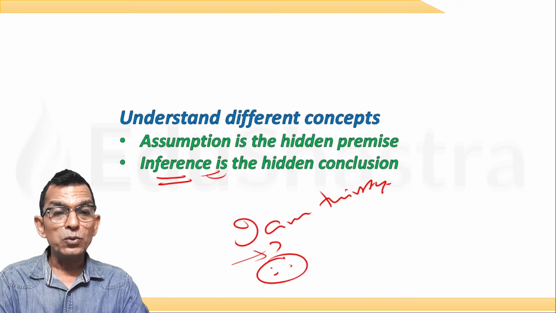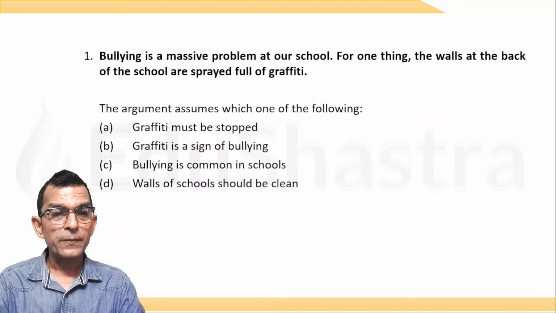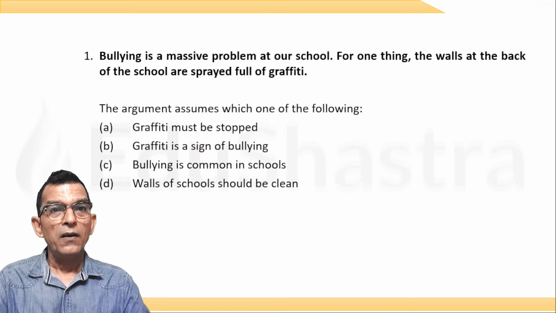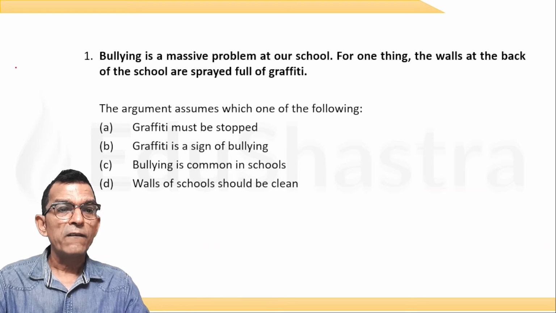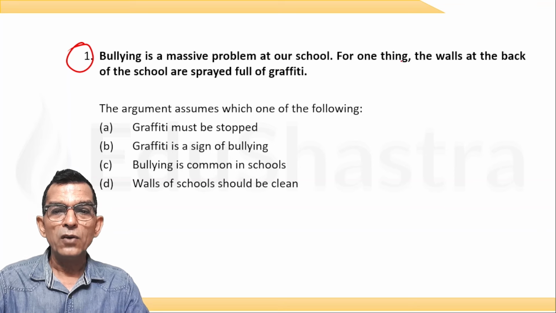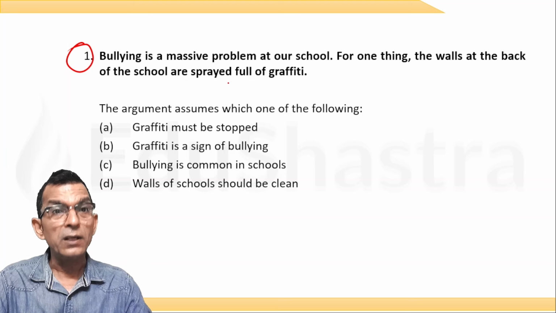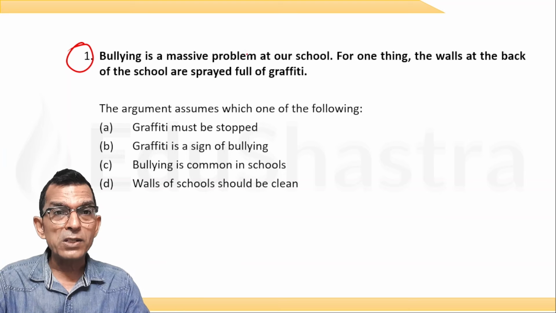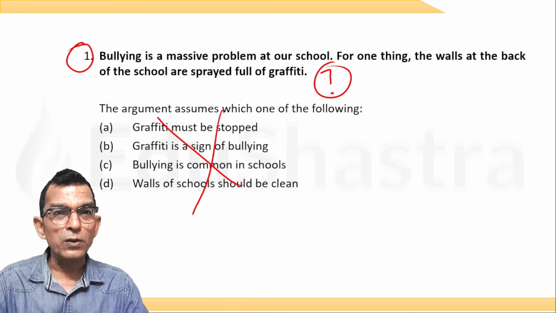Now, how to answer these questions. Let me show you a passage. Look at this. First of all, I'm going to ask you many questions. Don't give me the answer. First of all, tell me from the two sentences given: bullying is a massive problem at our school. For one thing, the walls at the back of the school are sprayed full of graffiti. Which one is the premise? Which one is the conclusion? First of all, tell me that.